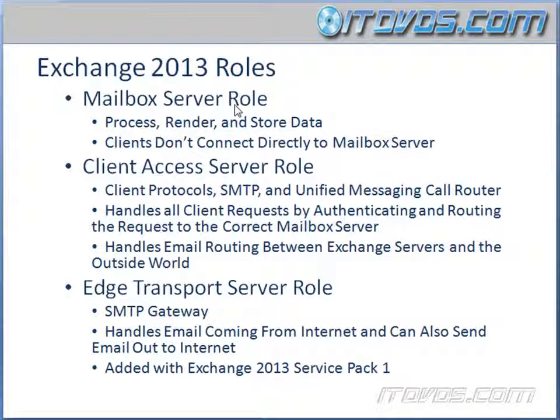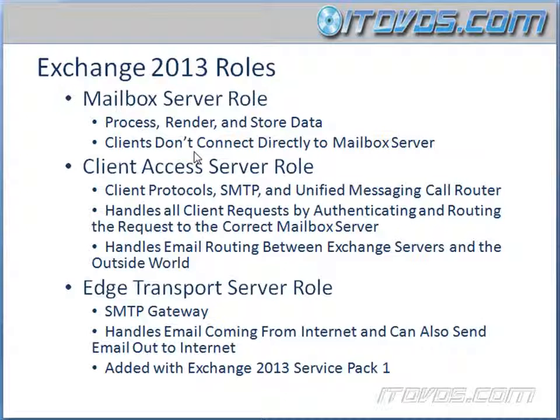So the first role is going to be the Mailbox Server Role. This is definitely the most critical role. What it does is it processes, renders, and stores the data. So this is where our emails actually live. So we're sending emails throughout our organization. They're stored on our mailbox server. So if we lost our mailbox server, we would lose those emails.